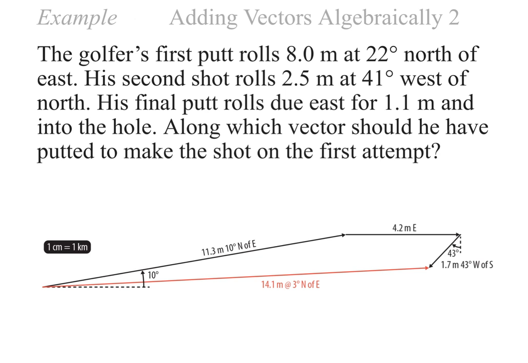So the thing that we did at the very beginning when we were talking about sketching them was the golfer. The golfer's first putt rolls 8 meters at 22 degrees north of east. His second shot rolls 2.5 meters at 41 degrees west of north. His final putt rolls due east for 1.1 meters and into the hole. Along which vector should he have putted to make the shot on the first attempt? So when we sketched it, what we ended up with here was 14.1 meters, 3 degrees north of east, is how he should have hit that particular ball. And so now what we're going to do, instead of sketching and then trying to calculate it, which they will actually tell you to use a protractor to do, I am not that confident in my drawing skills. Okay, so we're going to do it algebraically, and we're going to break these down algebraically.